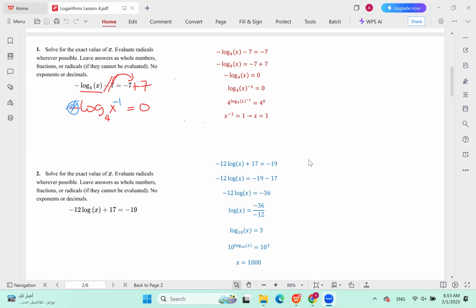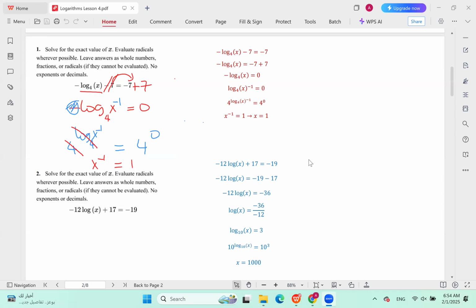Now, how do we get rid of the log itself? Of course, we raise both sides to the power, to the base of 4, I mean. So we have 4 power log base 4 x power -1 equals 4 power 0. And the advantage of that is that this 4 cancels this log base 4. And we have x power -1 equals 4 power 0, which is 1.